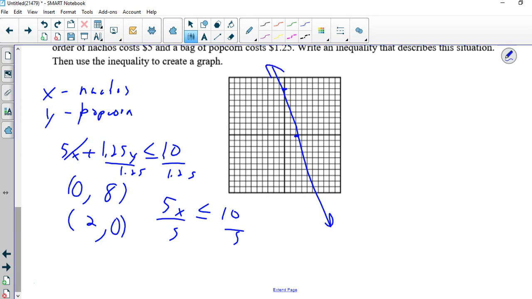Always use a straight edge so it can look as good as that. And then I pick a point. Again, I like (0, 0). It's easy mathematically. When I plug in (0, 0), I get 0 plus 0 less than or equal to 10. 0 is less than or equal to 10. That's a true statement. So therefore, I'm going to shade everything over here.